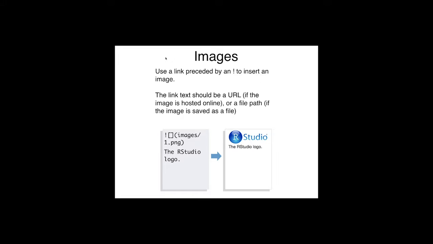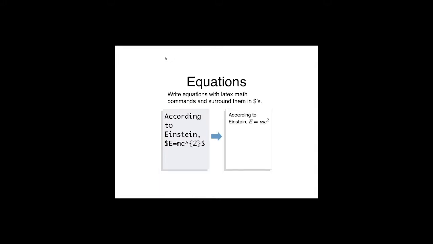All right, so let's say you have some image that's going to be really important to include in your R Markdown document or in your knitted report, but this image is not one that you generate from your code. Then you need to download that image and put it into your working directory, and when you knit, it will look for that image in that directory. Okay, equations.